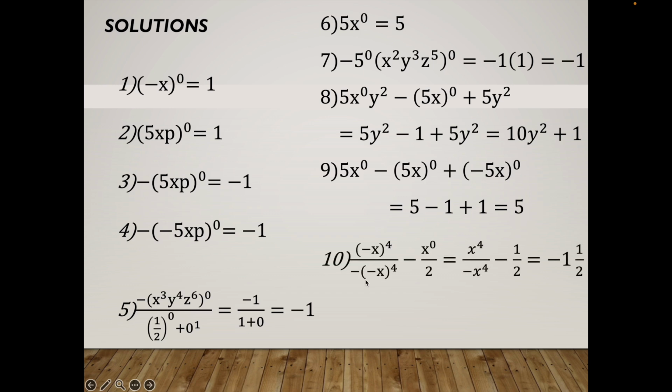And then in my last example here, I need you to know that when you have negative x to the power of 4, it's the same thing as doing negative x times negative x times negative x times negative x, which actually becomes the same thing as positive x to the 4. So I just rewrote it as a positive x to the 4. Same thing on the bottom, I rewrote this as a positive x to the 4, but I added the minus on the inside. So now I have x to the 4 over negative x to the 4 in the first fraction. In the second fraction, I have x to the power of 0, which is 1 over 2. So in this case, this becomes negative 1. So I'm going to do negative 1 minus a half, which is just negative 1/2.